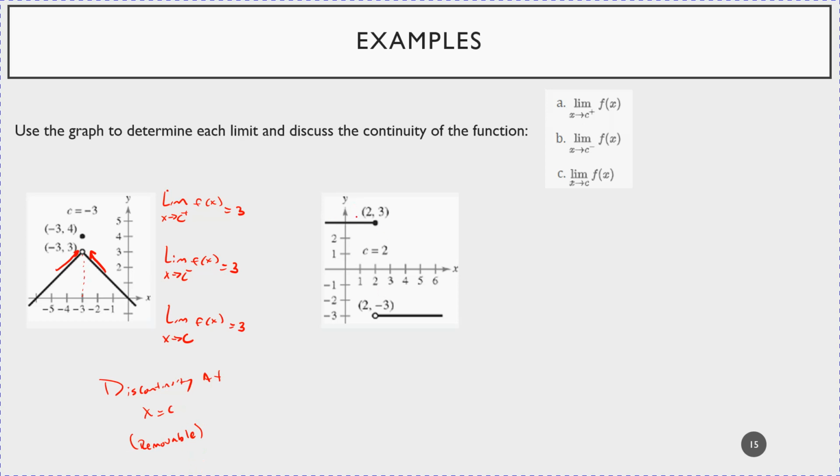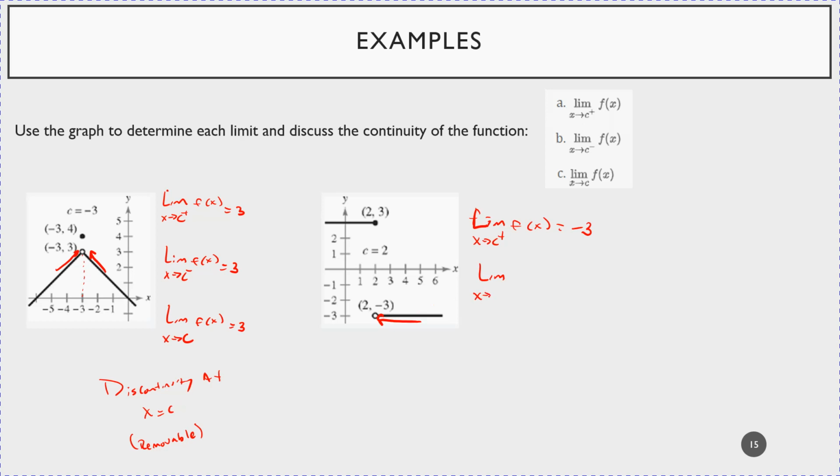Okay, so for this one here, here's our graph, and our value here is c equal to 2. So I want to find the limit as x goes to c from above of f of x. So that means values from the right. I'm only looking at this one-sided limit. Where does it look like the graph is going? It looks like it's going to negative 3, because I'm only looking at the right-hand side.